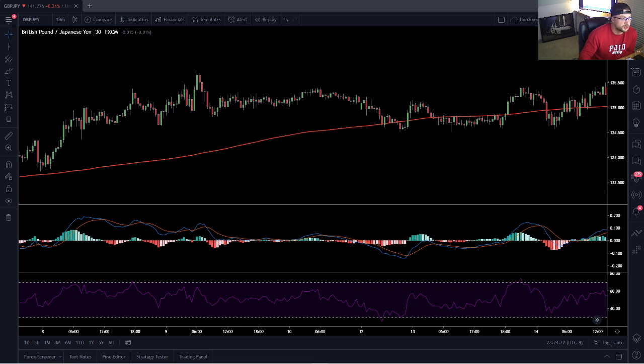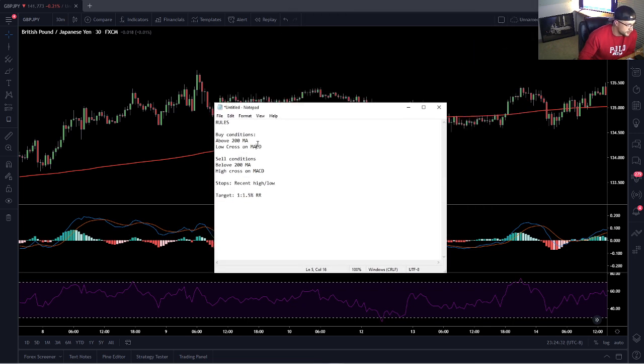But again, if you want to try the strategy out, it's very simple rules. I'll show you one more time. Buy conditions being above the 200 moving average with a low cross on the MACD. Sell conditions being below the 200 moving average with a high cross on the MACD. Stops at recent high or low. Target 1 to 1.5% risk reward. Again, you can use the RSI for exits. You can use target or previous structure for exits. However you want to manage that. Trailing stops, up to you. For this case study, just for the sake of the numbers, I did a 1 to 1.5.